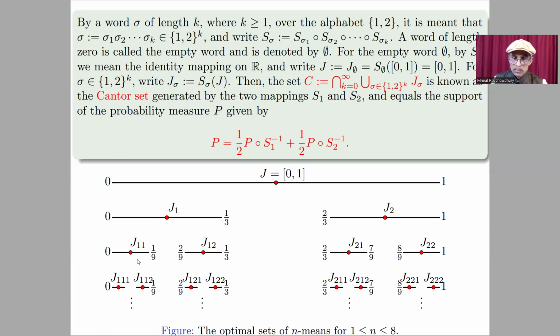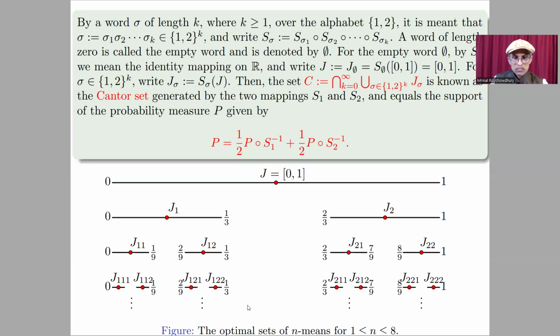Then the optimal set of 4 means, 1, 2, 3, 4, is unique. So the optimal set of 2 means there's only one, the optimal set of 4 means only one, and similarly the optimal set of 8 means also only one. But for the optimal set of, say, 5 means or 6 means, if n is not of the form 2 to the power k for some positive integer k, you will get multiple optimal sets of n means.